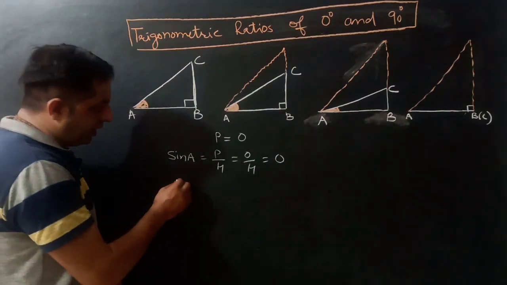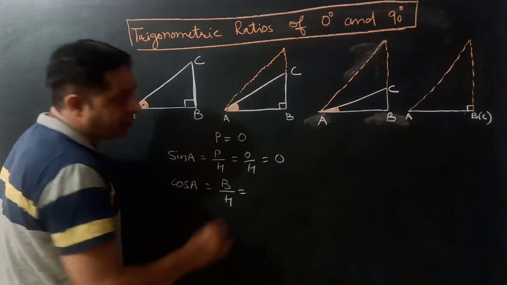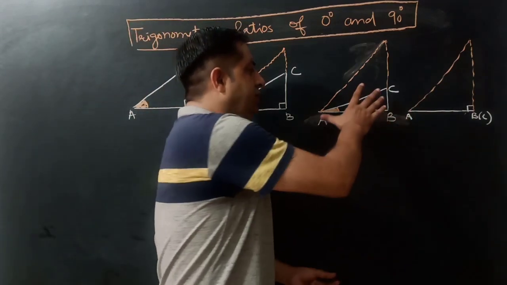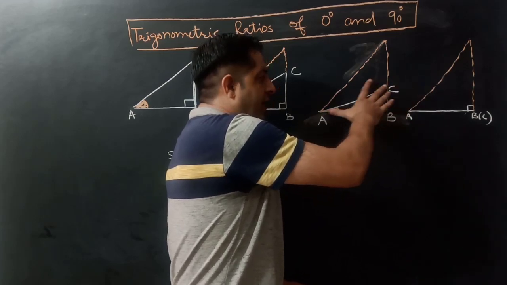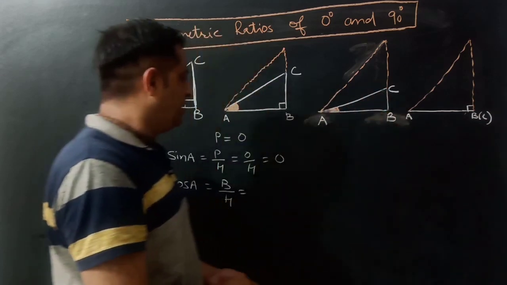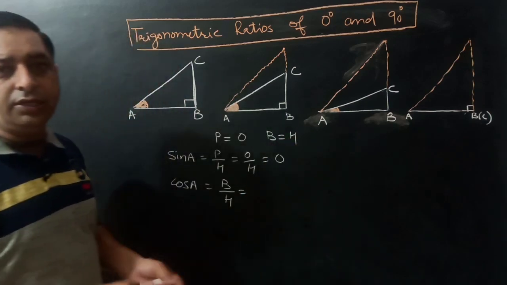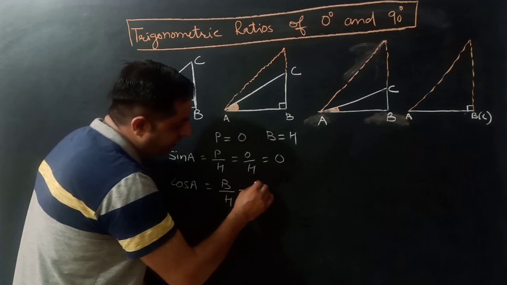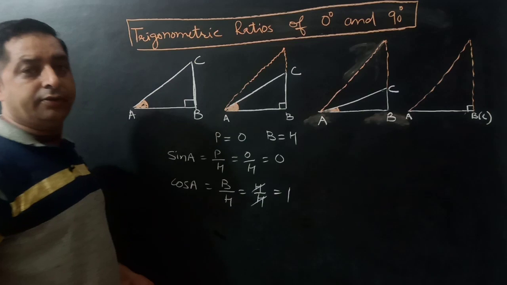Now cos A. Cos A is base upon hypotenuse. Now very important: when angle A becomes 0, this AC becomes equal to AB because BC is 0 and AC falls on AB. So it means that AC becomes equal to AB, meaning base and hypotenuse become equal to each other. B is equal to H. So cos A is equal to B upon H, that we can say is H upon H because both are equal. So the answer becomes 1.